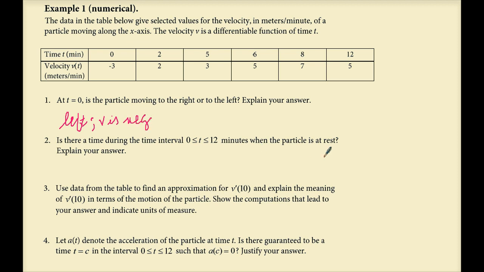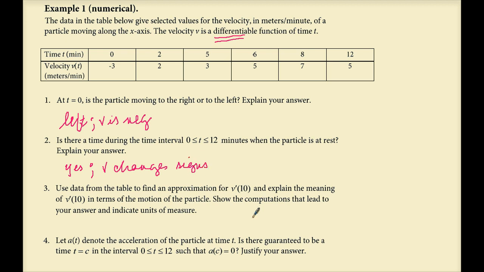Is there a time during the time interval 0 less than or equal to t less than or equal to 12 minutes when the particle is at rest? Explain your answer. We know the particle is at rest when velocity is 0, and there are no 0 values given here. However, v is a differentiable function, which means it's continuous, and since the velocity changes from negative 3 to 2, we know that it must have gone through 0 at some point during this interval. So we can say yes. We know this because velocity changes signs.